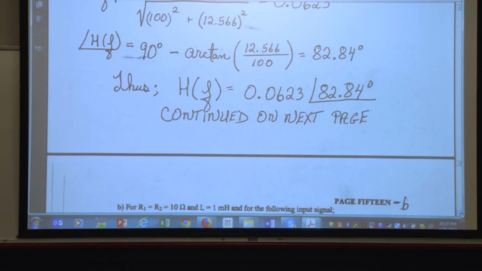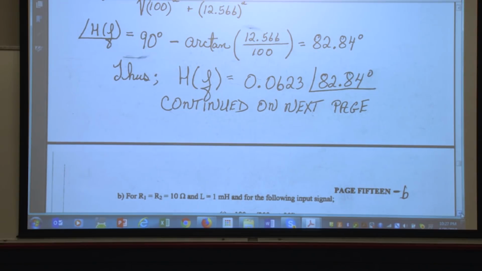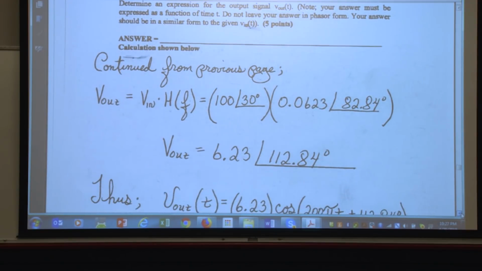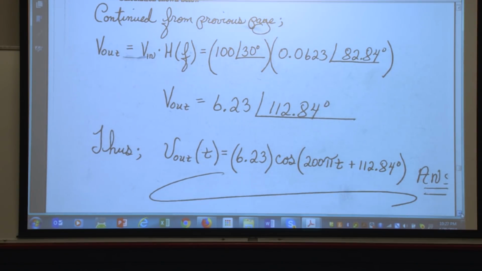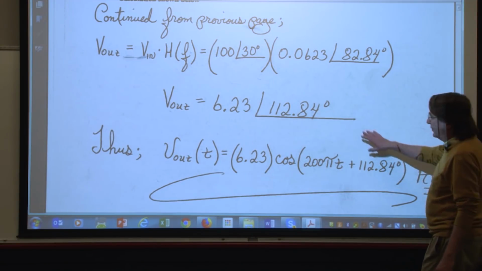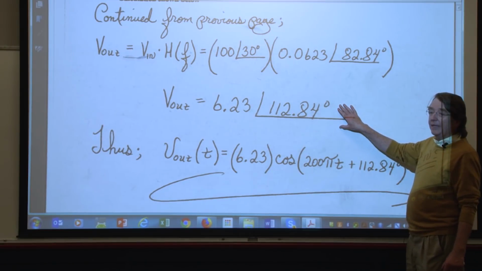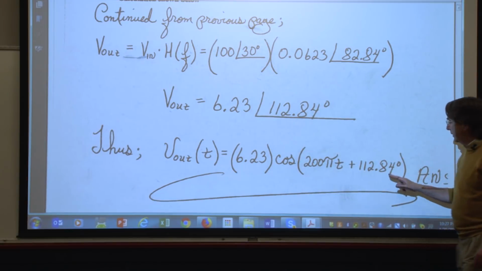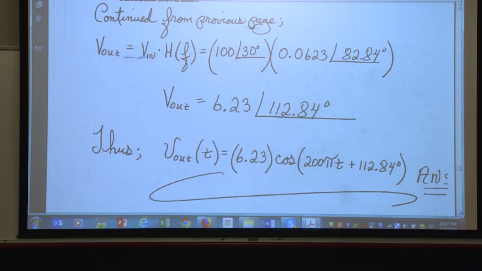The angle is 82.84. I now multiply that by V in, which is 100 at an angle of 30. And this is what I get. I write that in cosine form. This is the peak, and that's the angle. How do we do?